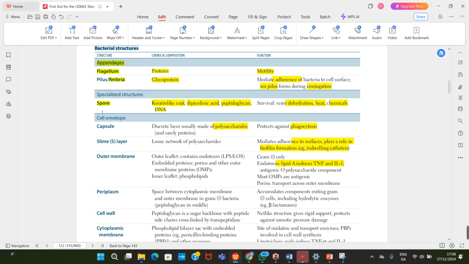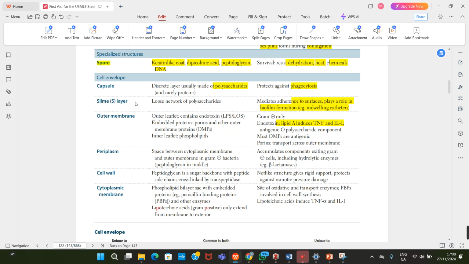But once the environmental condition becomes favorable, they will now change from that spore into the normal bacteria. So that's why you see that all these things that make up the spore also make up the bacteria. All bacteria will have DNA. All of them will have a peptidoglycan cell wall. So that's the way it works.